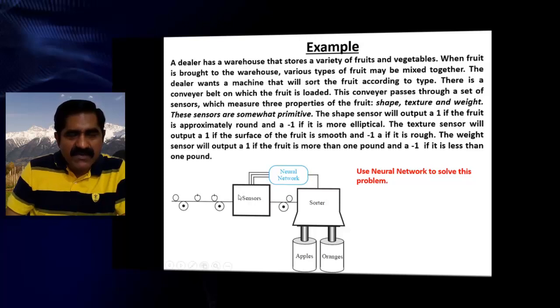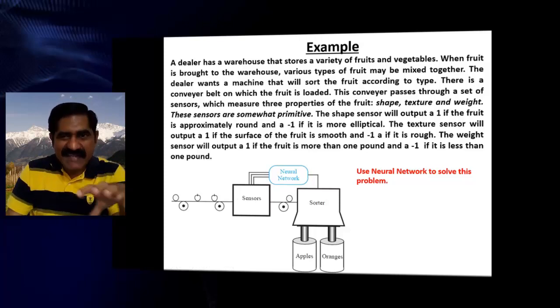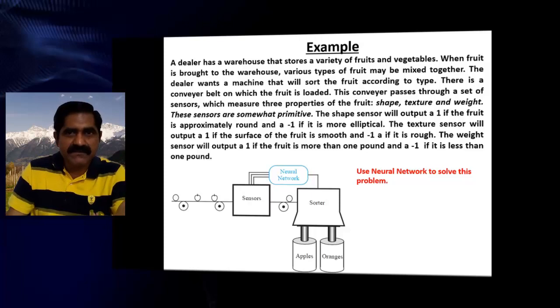Now here the fruit is described by three features: shape of the fruit, texture, and weight of the fruit. Shape can be anything, texture can be anything, and weight can be anything. Suppose when you see these two fruits, apples and oranges, the shape sensor will output a 1 if the fruit is approximately round. If the fruit, apple or orange, is approximately round, then you represent that as 1. Suppose a fruit with elliptical shape, then you represent it with -1.